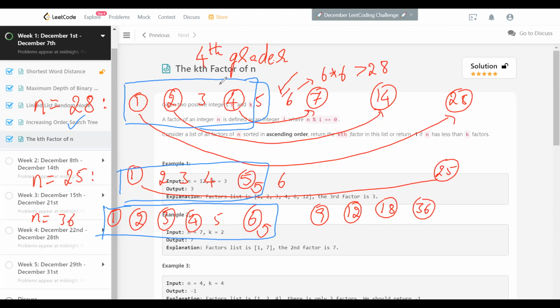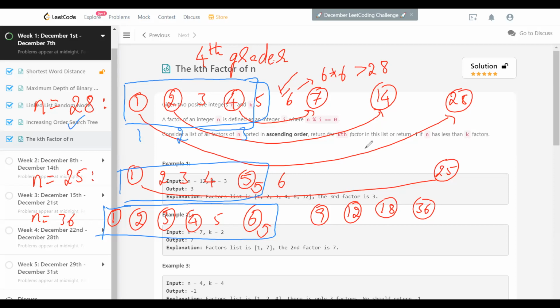So if k is in the range of 1 to 3, we can say the factor is already found. But if it is more than that, we can now know the number of factors and then figure out the corresponding one, right? It is going to be the number of factors, in this case 6, minus k itself. That is going to be the index.